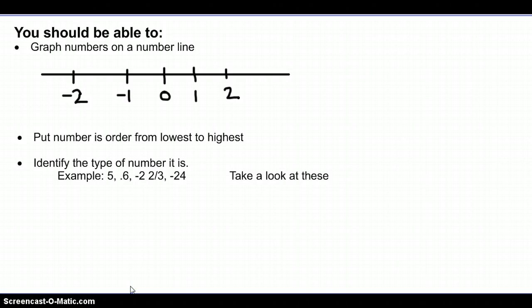I gave you 4 numbers, 5.6, -2 2/3, and -24. So look at them and think about it for a second. You can pause this if you need to, and decide what type of numbers they are. Are they whole? Are they integers? Are they rational numbers?